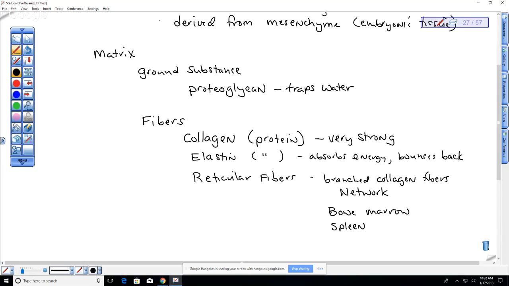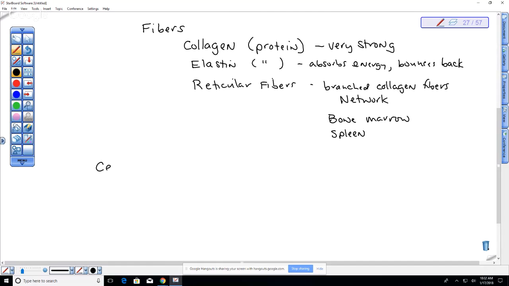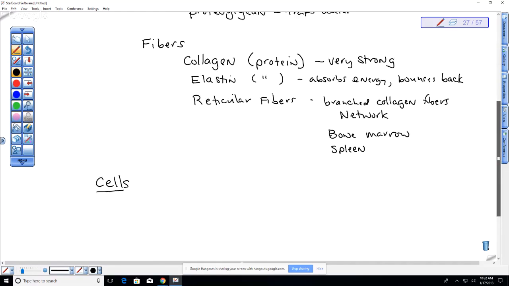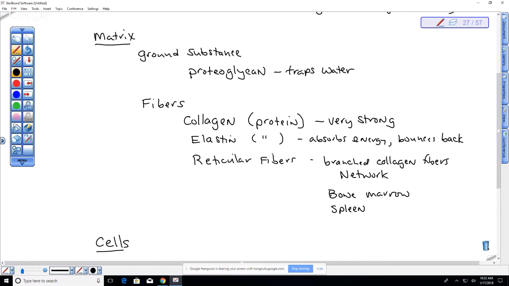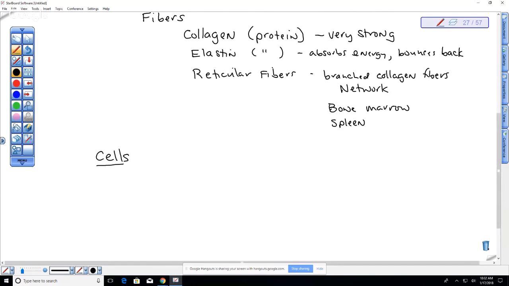Okay. So besides the matrix, we have cells. Okay, so the matrix is made up of the ground substance and the fibers. So this is on the same level in my indentation as the matrix. Okay. So when we talk about cells, they oftentimes have an ending. So I'm just going to use bone cells. So example, bone cells. Okay.